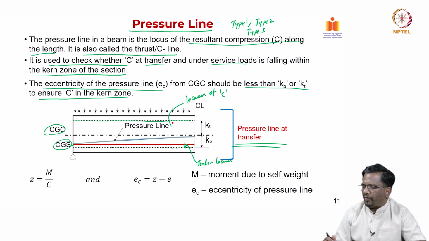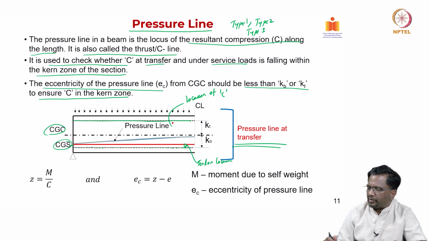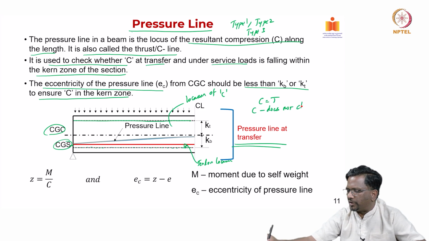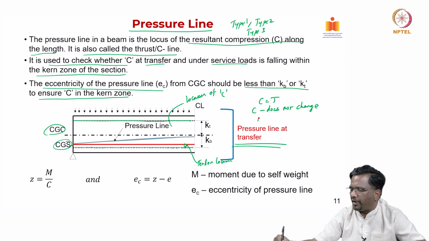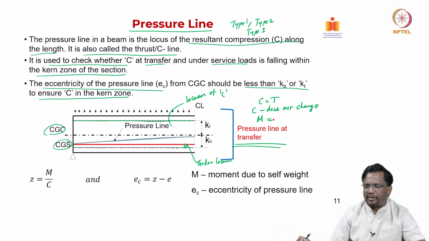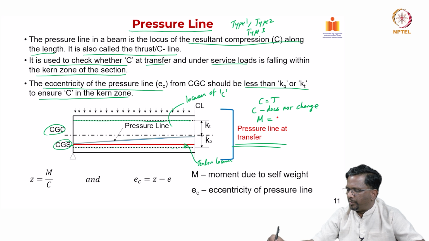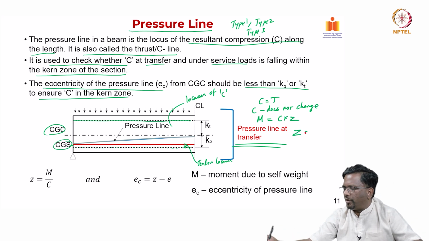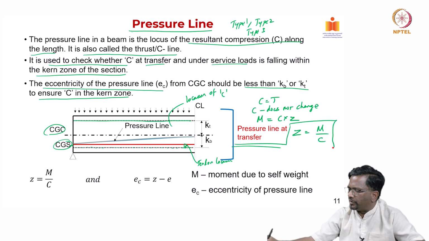Now, how to find this location of your compression force? We have seen that at any cross section, C will always be equal to T, and in pre-stressed concrete, C does not change. That is an assumption that we are making. So for any given moment, C into lever arm will give me the moment. If I need the lever arm, I can directly write that it is equal to M by C. So, that is what we have here.